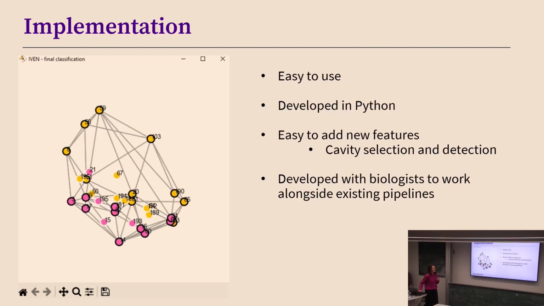But like I said, it was developed with biologists to work alongside their existing pipelines and be easy to use. And so I was really pleased with how this came about, and it allowed us to really start to look at what's happening within the embryos with these structures that we can qualitatively describe. How can we start to look at this in a different way?